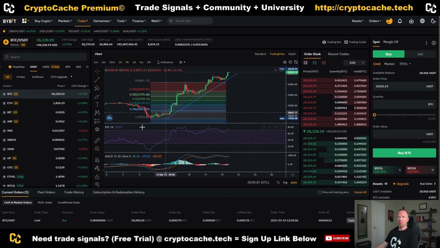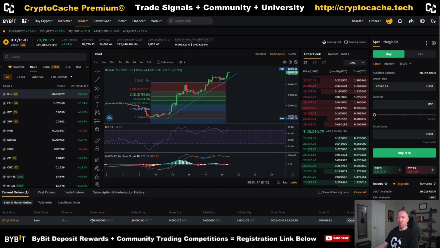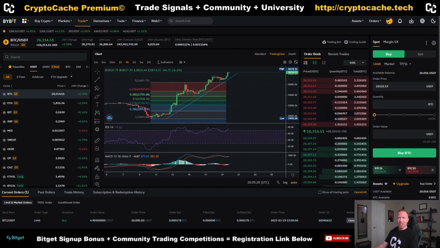What it'll do is it'll put it automatically down here under current orders, limit and market orders. Now it tells us it's a limit buy order, and the value is 4.984. Keep in mind that does include the cost of trading. So keep in mind there is a tiny amount of fees associated with that, based on obviously the spot or derivatives account you're using. That being said, though, we can cancel this at any time, but if the price comes down to 28,000 even, this order will get filled.